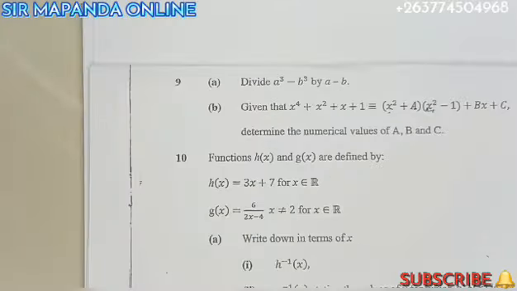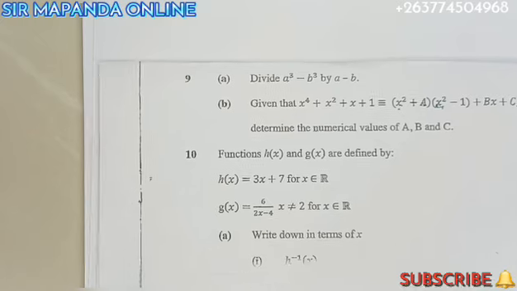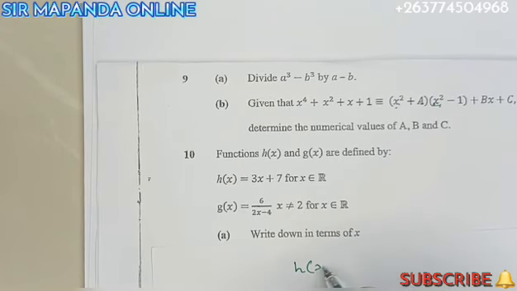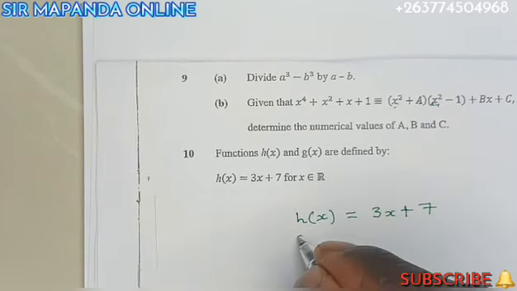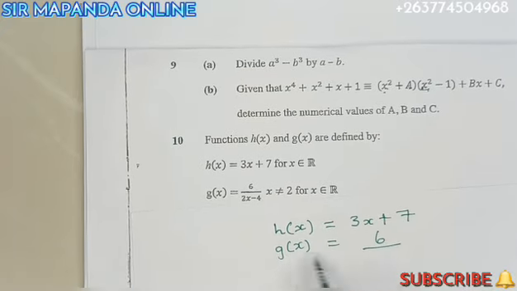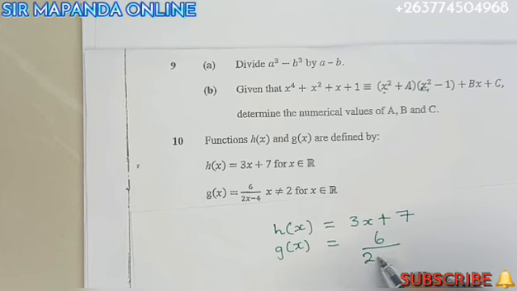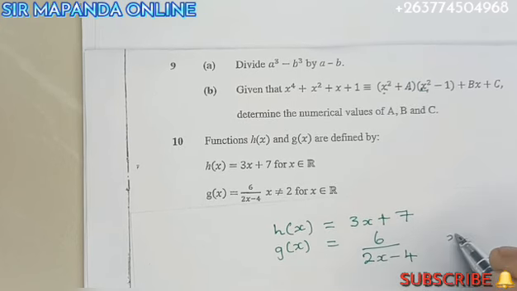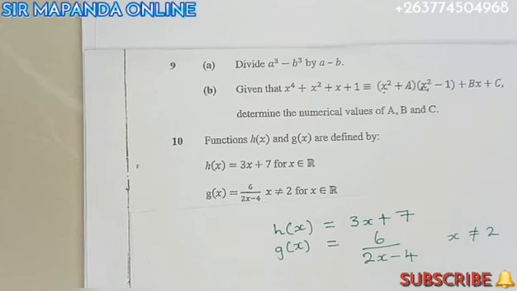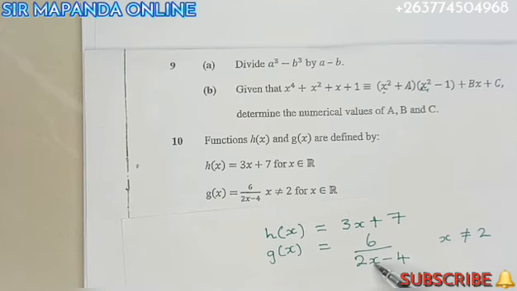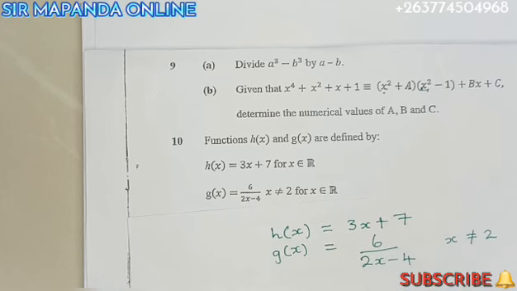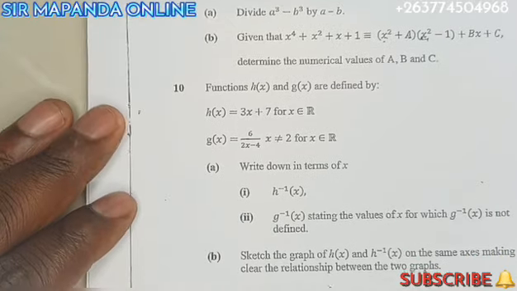These functions h of x and g of x are defined by, then we are given h of x is equals to 3x plus 7. We are also given g of x here, right? So g of x is equals to 6 over 2x minus 4, where x is not allowed to be equivalent to 2, because if we plug 2 on x, this denominator is going to become 0, of which 0 cannot be a denominator, right? So what is the first equation?